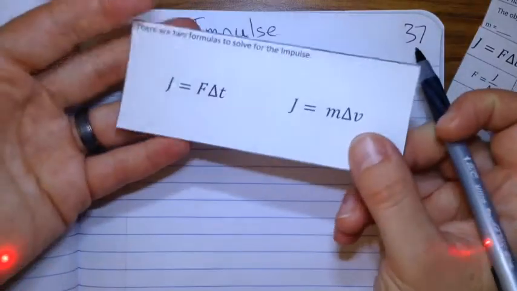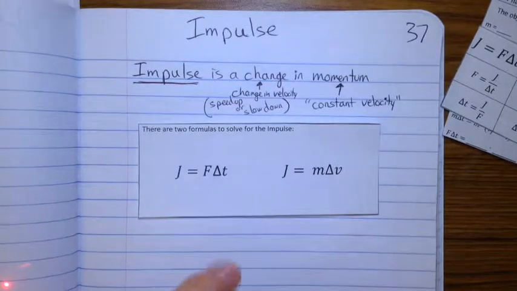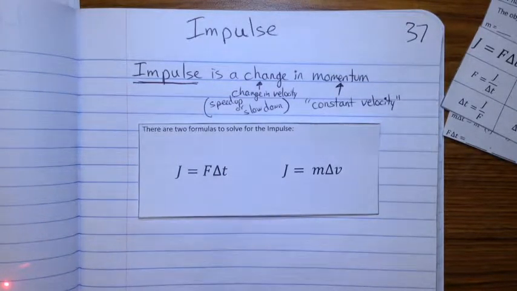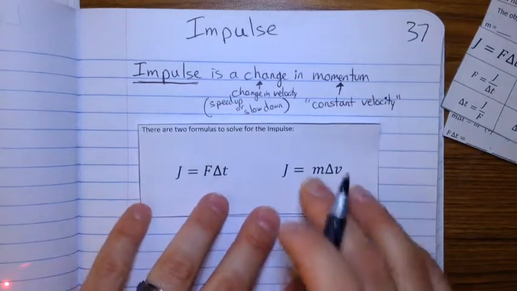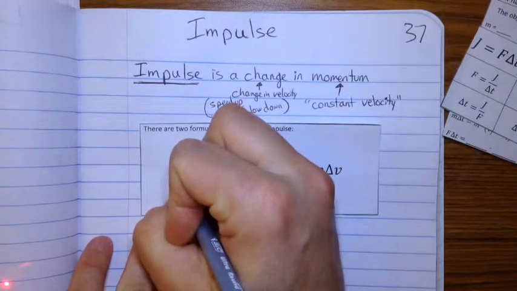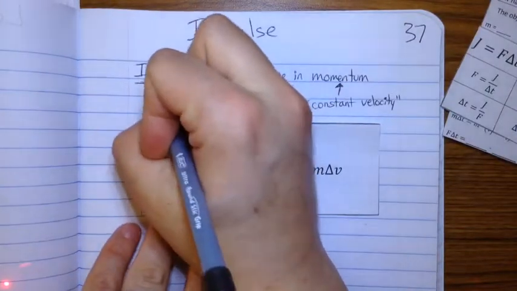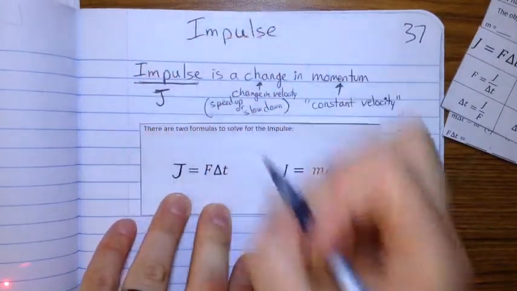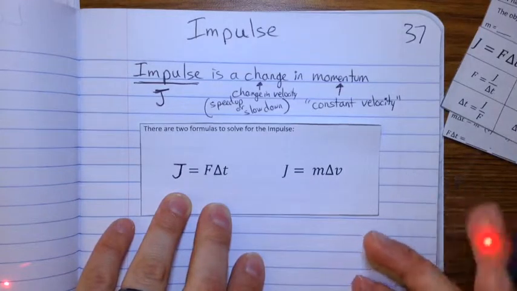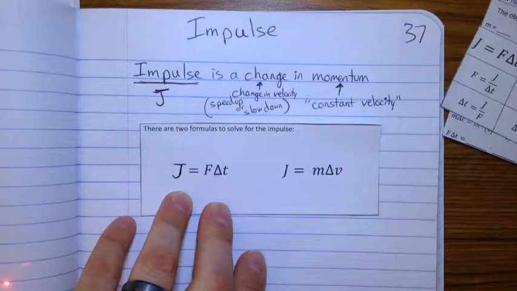Before we glue this in, we're going to write on it. There are 2 formulas to solve for impulse. This is a little different than we've faced before. Most of our things, we have just one formula. This actually has 2 different formulas to solve for impulse. The first one and the second one. Uppercase J is the symbol for impulse. So under impulse there, write an uppercase J. It's joules if we're talking about units of measure, but this is a variable. So the variable symbol is uppercase J.